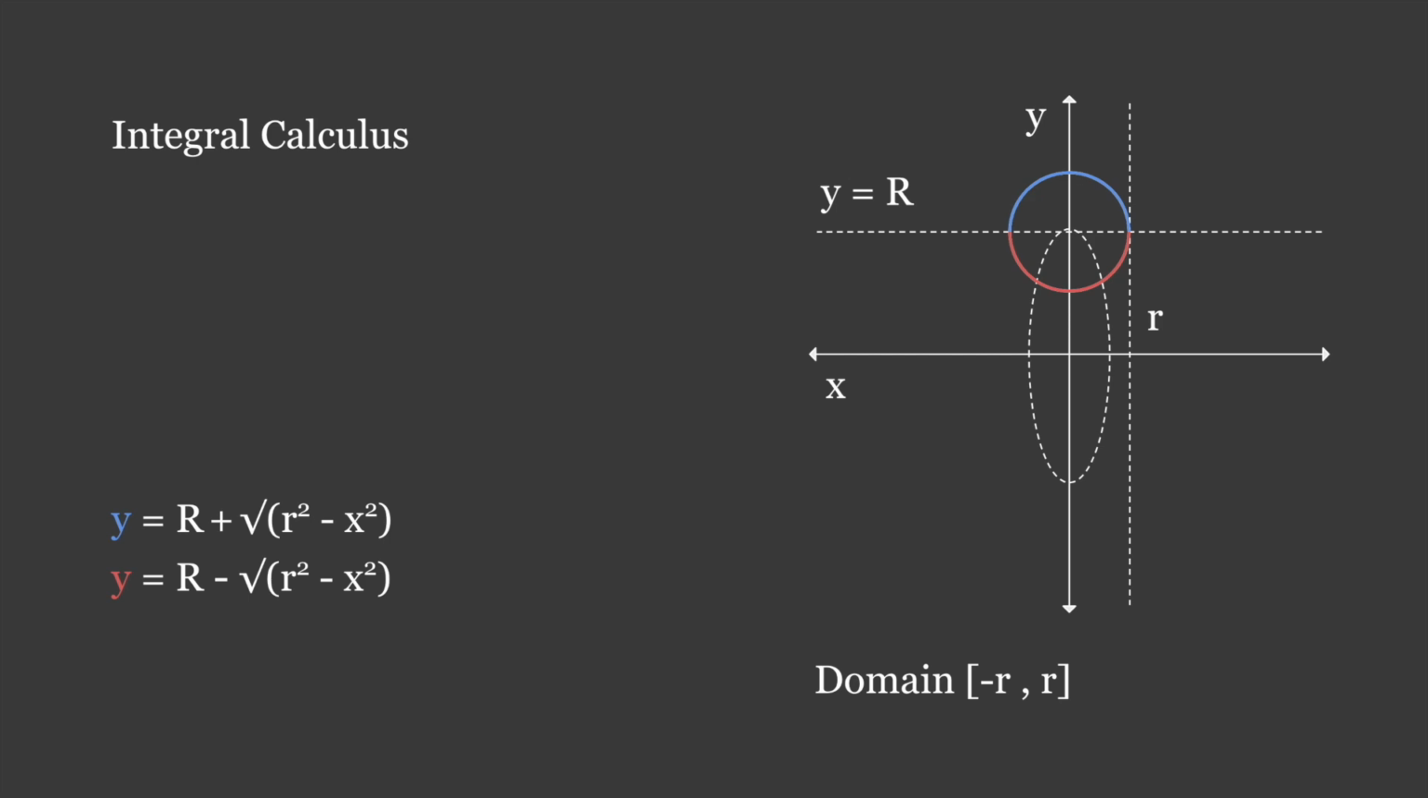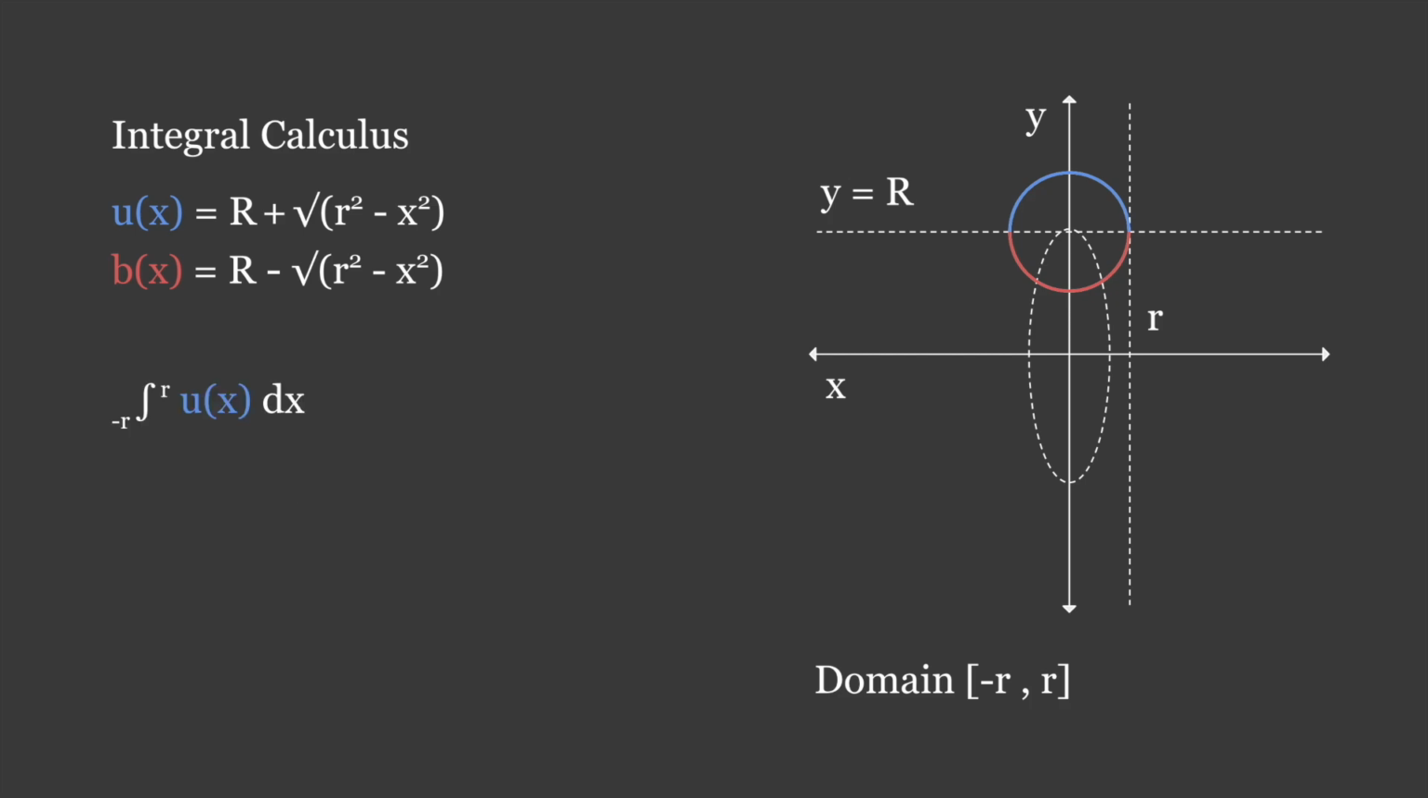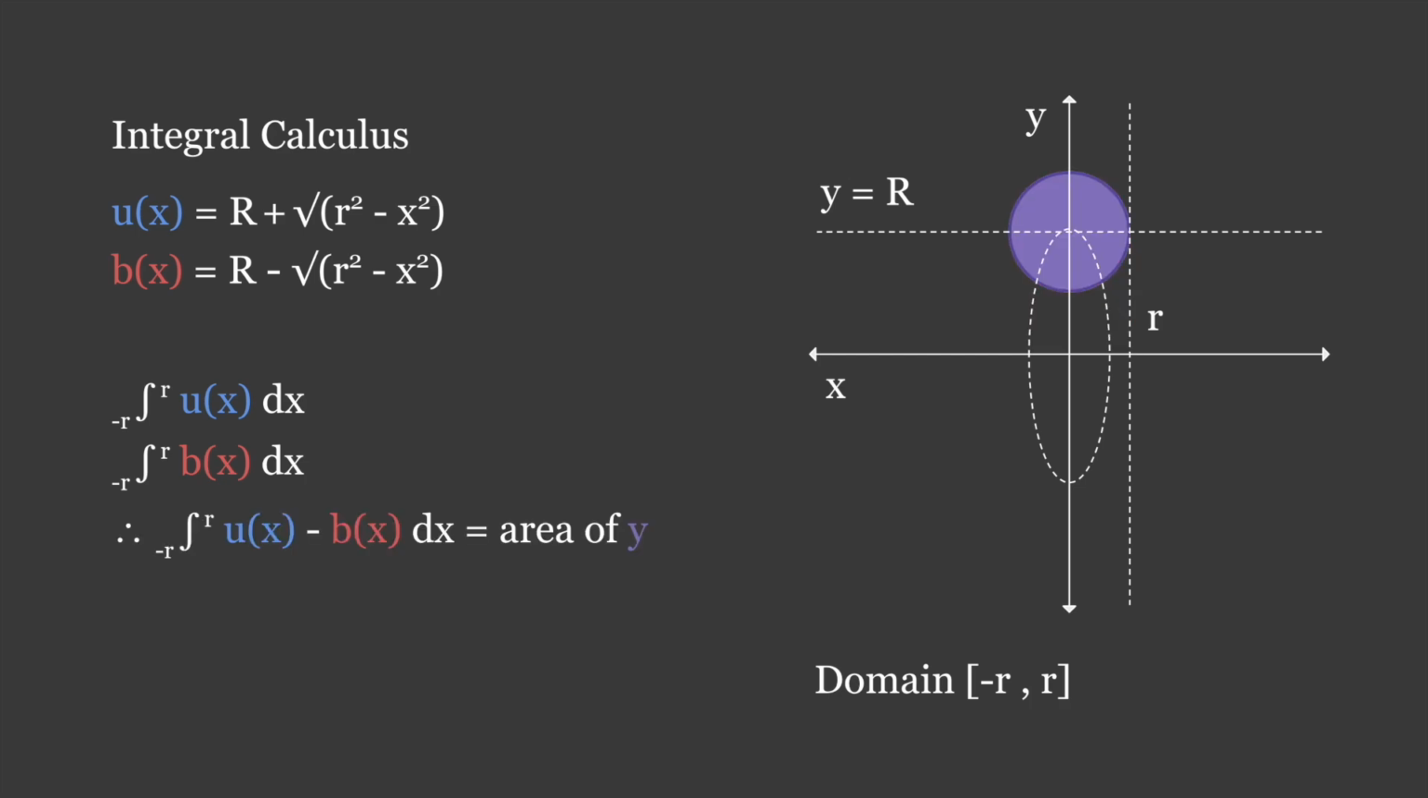Next, we will rename each of these functions upper x and bottom x. The positive function, when integrated, will provide this blue area, and the negative function will provide this red area. Therefore, the difference of ux and bx will yield the area of the initial function y.